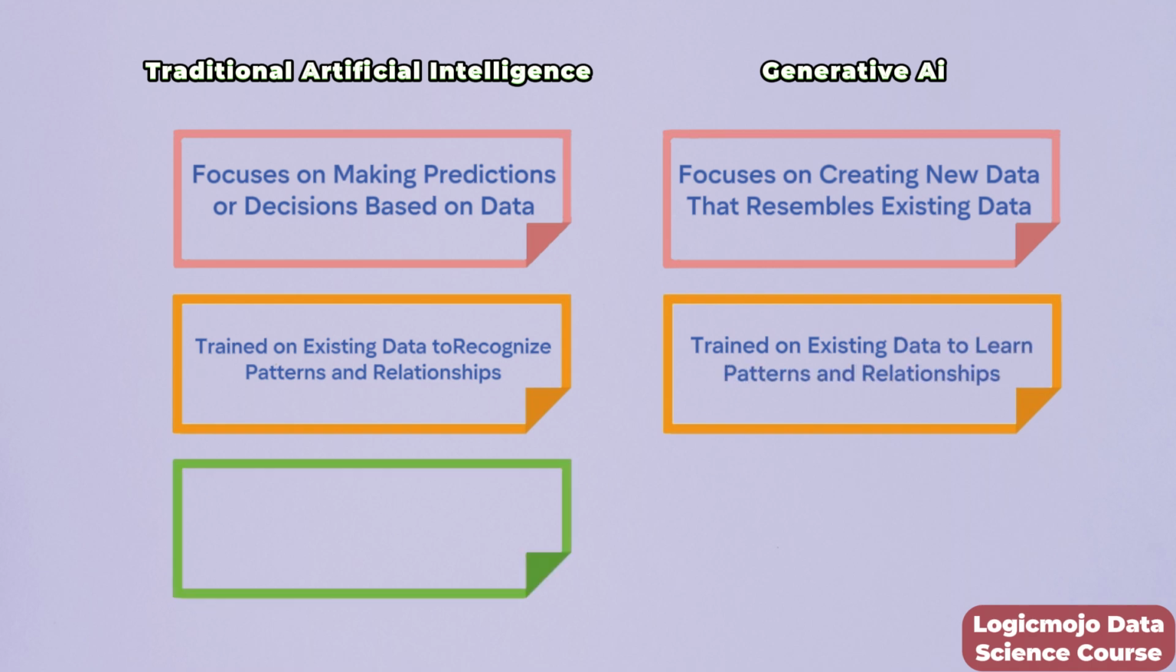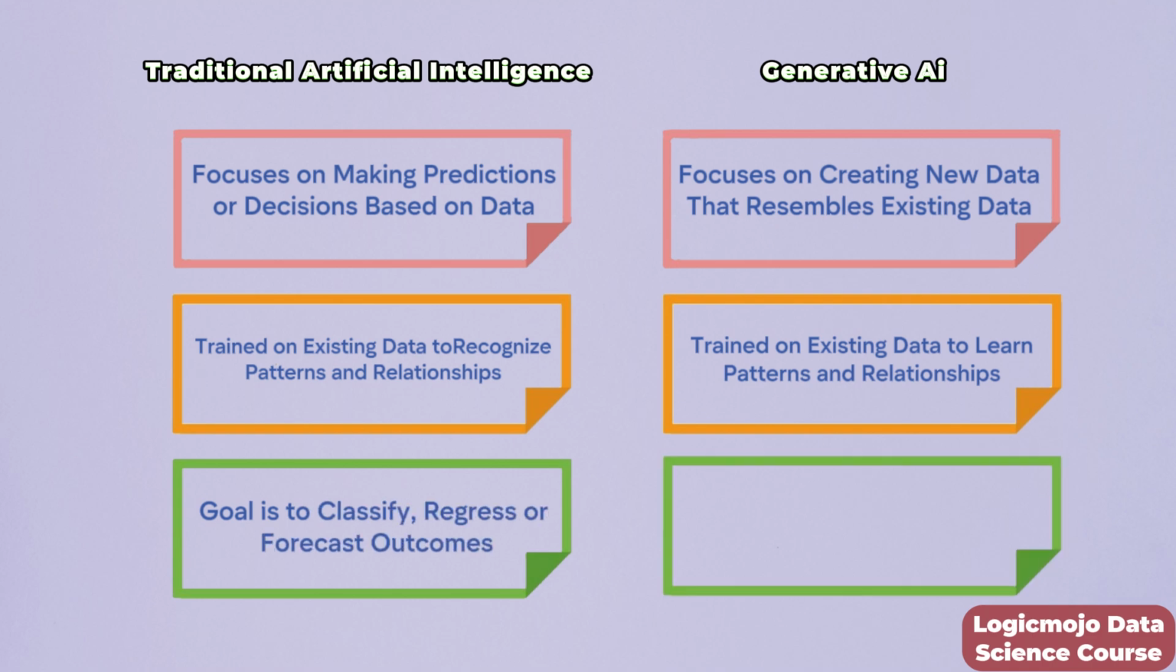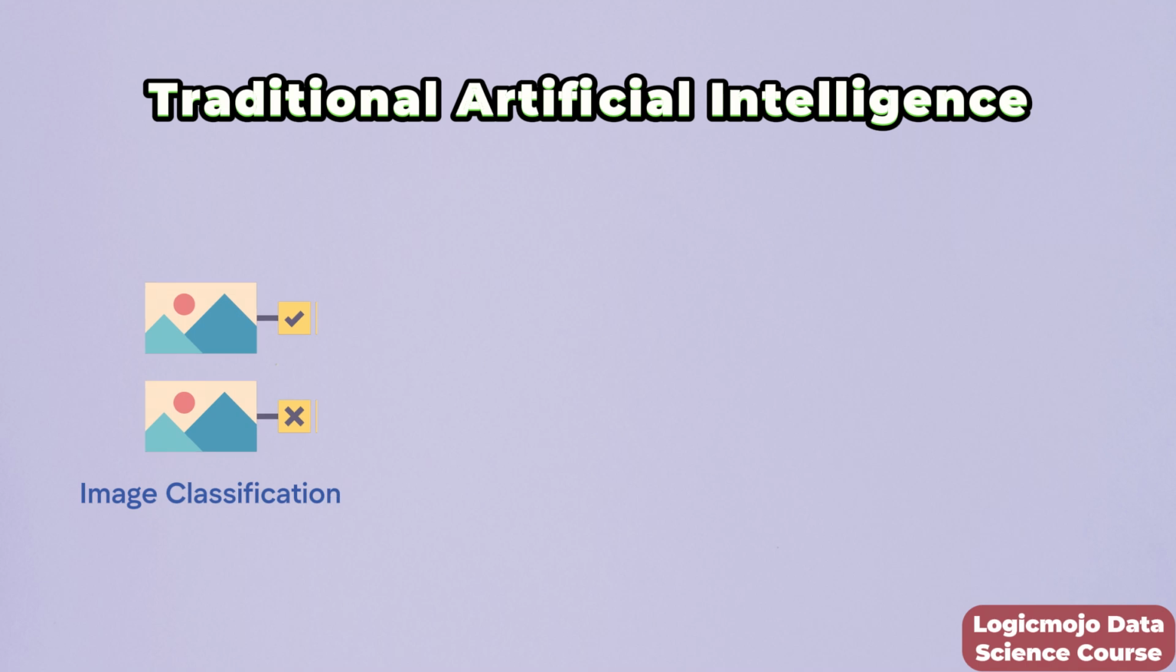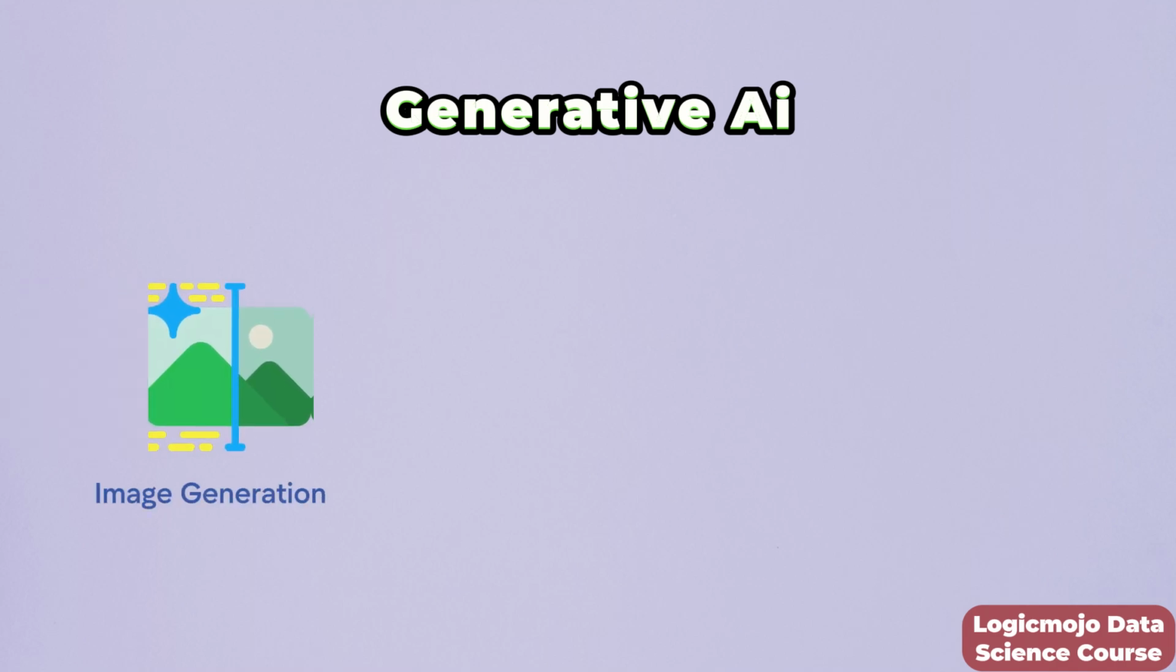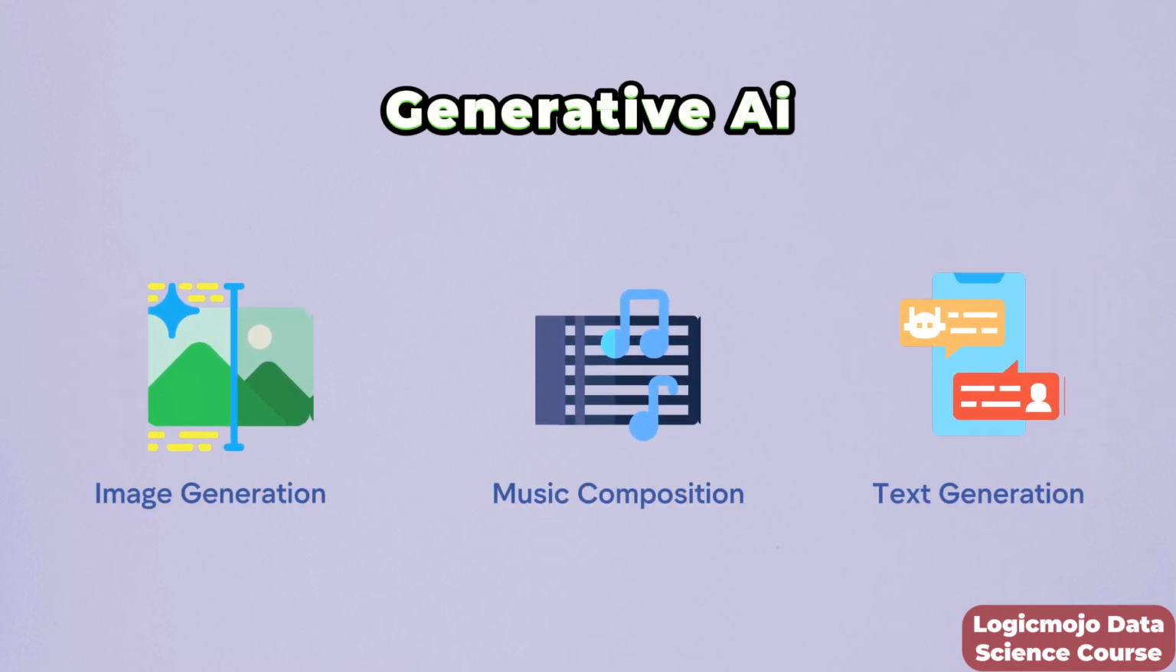Similarly, the normal traditional AI's goal is to classify, regress, and forecast the outcome, while Gen AI focuses on generating new data that looks like real data. Some examples of traditional AI are image classification, speech recognition, chatbots, and so on. But Gen AI is mostly used in image generation, music composition, and text generation.